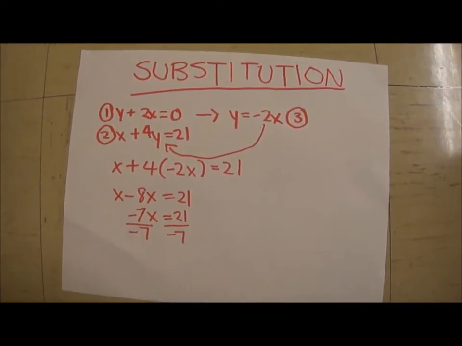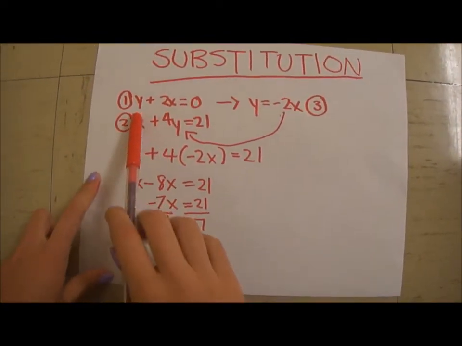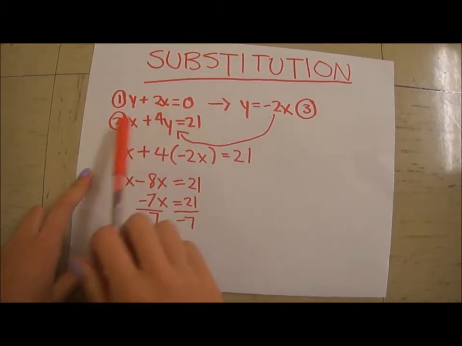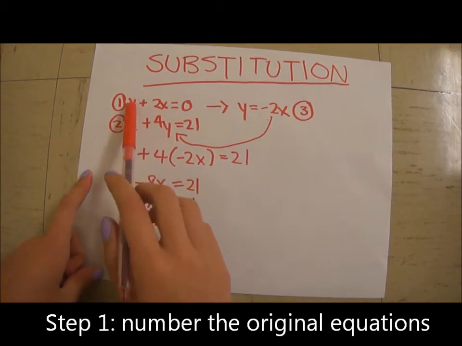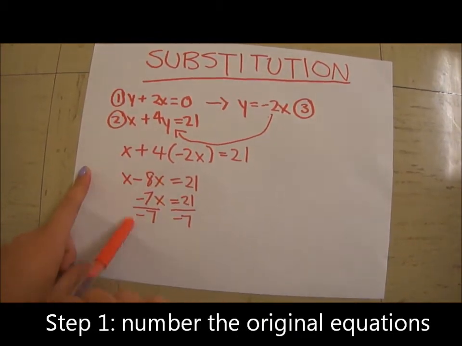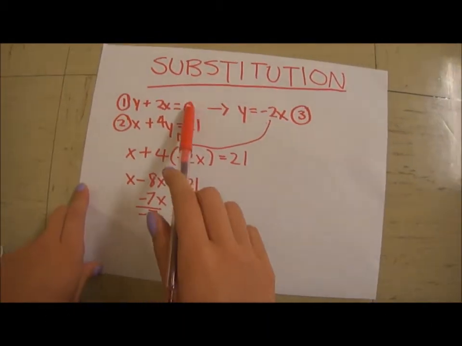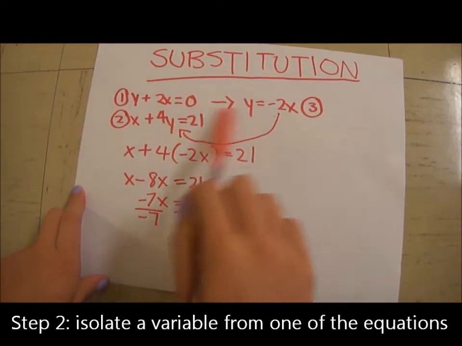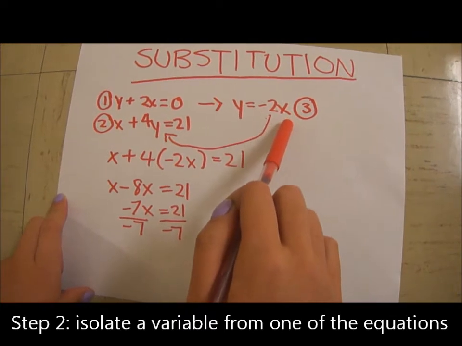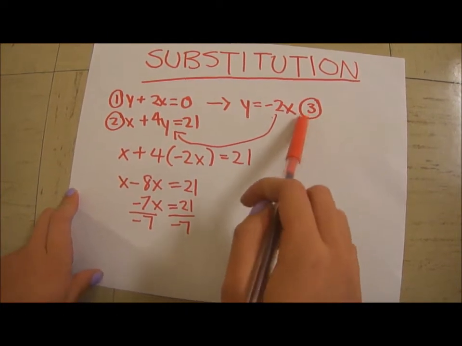By substitution. Here are two equations: y plus 2x equals 0 and x plus 4y equals 21. I'm going to number these as equation 1 and equation 2. You choose one of the equations and isolate a variable. I'm going to choose equation 1, and it changes to y equals negative 2x. I'm going to call this equation 3.